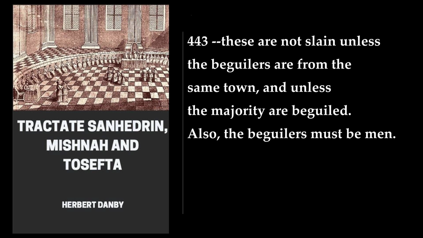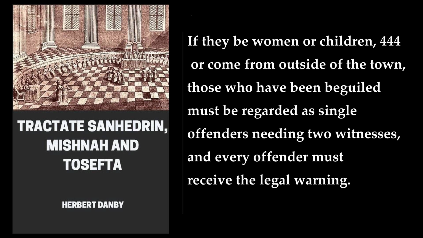443 These are not slain unless the beguilers are from the same town, and unless the majority are beguiled. Also, the beguilers must be men. If they be women or children, 444 or come from outside of the town, those who have been beguiled must be regarded as single offenders needing 2 witnesses, and every offender must receive the legal warning.